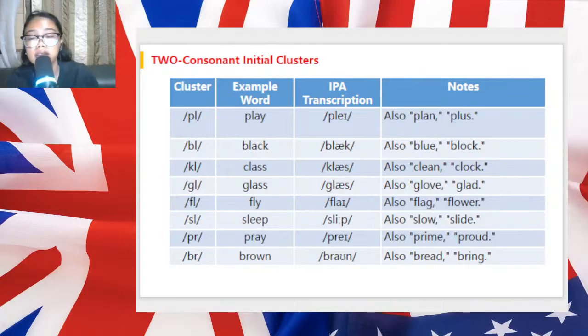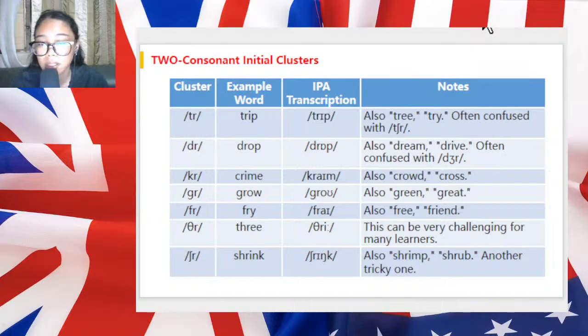Yeah, that's the first set of examples on two-consonant initial clusters. Let's continue with our two-consonant initial clusters. Now, this slide introduces us to more R clusters, okay?